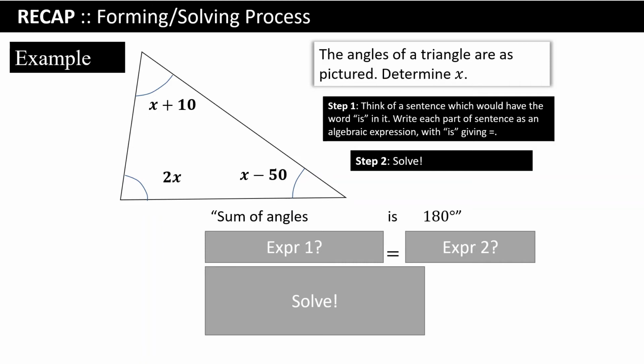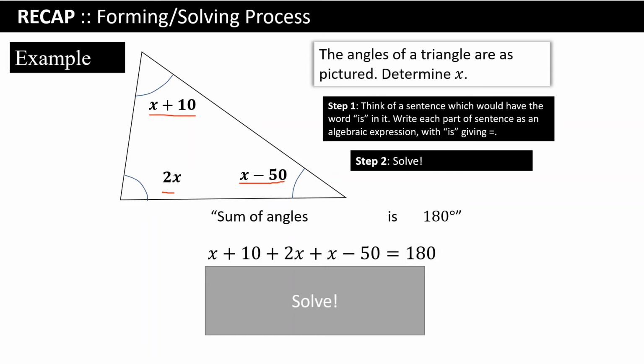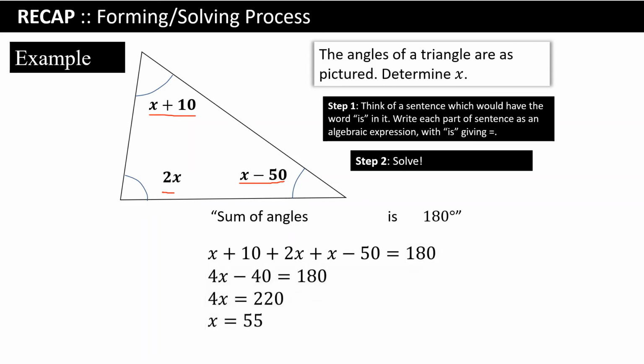So we know that the angles in this triangle are x plus 10 degrees, 2x, and x minus 50. Therefore, if the sum of angles is 180, we can now add all the angles we underlined above: x plus 10 plus 2x plus x minus 50, and that should be equal to the total sum, which we know is 180. Once we've done that, we can now solve for x. So x is equal to 55 degrees, and this is just the value for x.